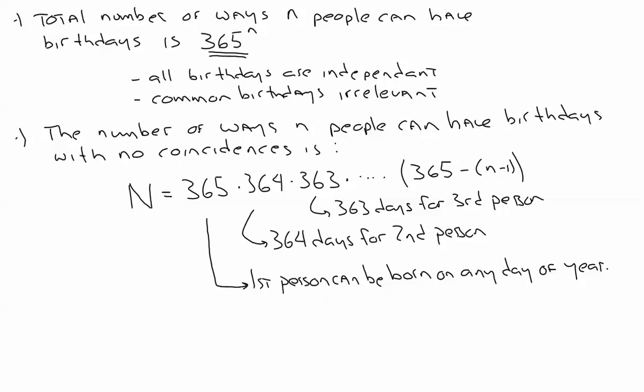Okay? Capital N tells me the total number of ways that n people, little n people, can have birthdays when there are no coincidences. Written in factorial shorthand notation, capital N can be written this way: 365 factorial divided by 365 minus n factorial. All right.